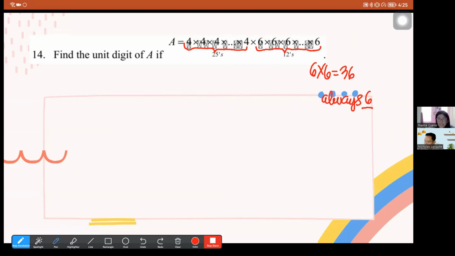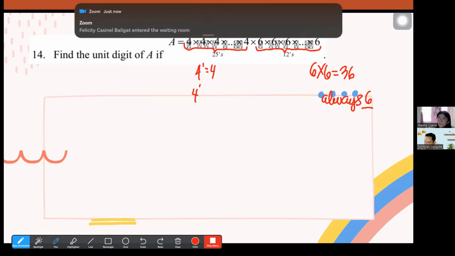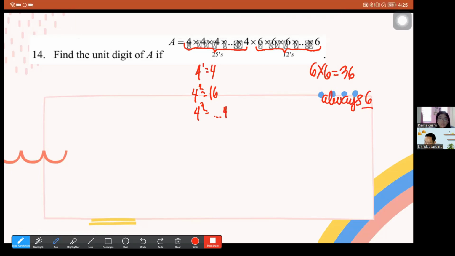It's always 6. What if for 4? You have 4 raised to 1 is equal to 4. 4 raised to 2 is 16. 4 raised to 3 is something with 4 as the unit digit. So the pattern is 4, 6, 4, 6, right? So the pattern length is 2. So you have 25 divided by 2, you will get 12 remainder 1. So the remainder 1 stands for 4, okay? Because this is your remainder 0. So the remainder 1 is 4. So you have 4 times 6, which is 24, right? So the unit digit of this one is 4. So the answer here is 4.